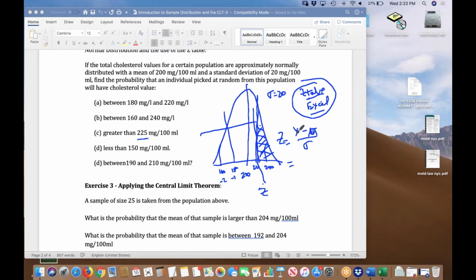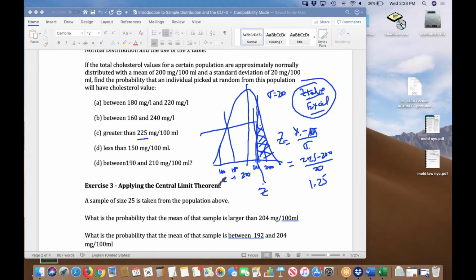So if we're at 200 and 220, that would be 20 over 20, which would be 1 standard deviation. In this case, though, it's 225 minus 200 over 20. 25 over 20 is going to be 1.25. Okay, everybody agree with that? So now what do I have to do?